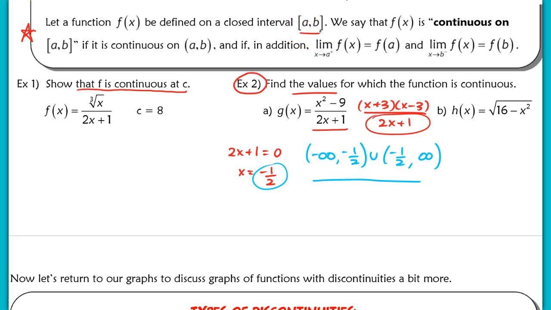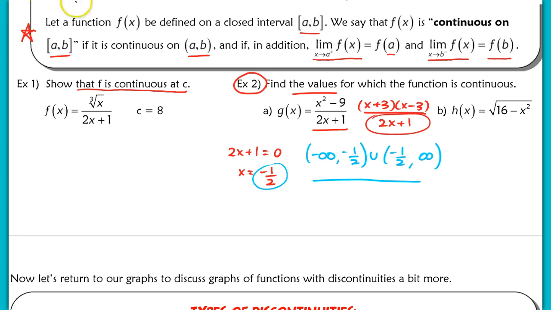Now we can say that this function is continuous on that closed interval a to b if it is continuous on the open interval from a to b, and if in addition we see that the limit as x approaches a from the right is equal to our function value when x is equal to a, and if the limit as x approaches b from the left is equal to our function value when, I'm sorry, when x is equal to b.